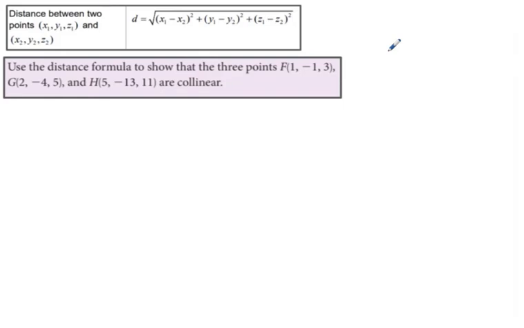So we're going to use this distance formula to show that 3 points F, which is at (1, -1, 3), G, which is at (2, -4, 5), and H at (5, -13, 11) are collinear.